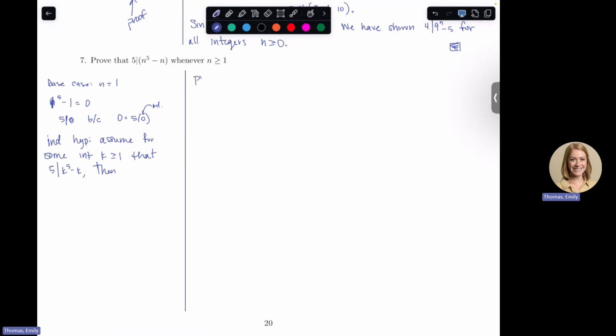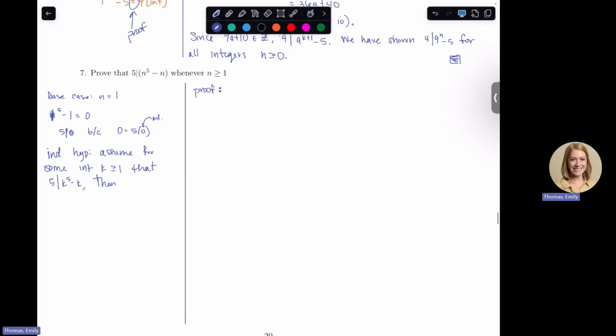I was trying to figure out if there was a better way to do this than just FOIL out. Pascal's triangle is how you would do it, a shortcut. But I'll just tell you what it is. I did it with the internet. I was like, k plus 1 to the fifth. Okay.